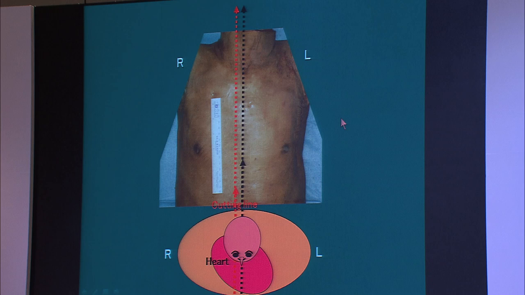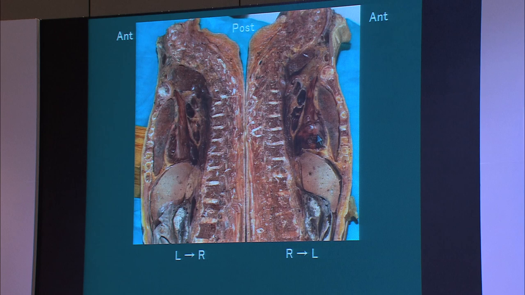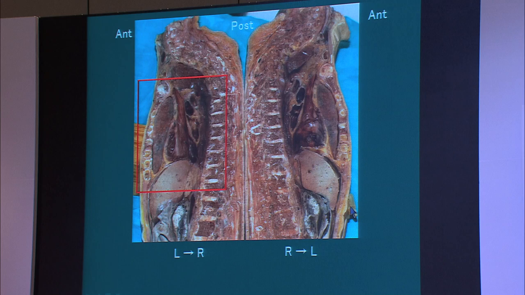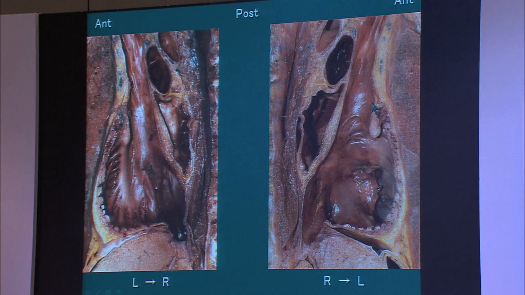So this is a closed section of the body, right side and left side. Let me show you this open square, a magnified view of this square. This is the magnified picture, right side and left side.